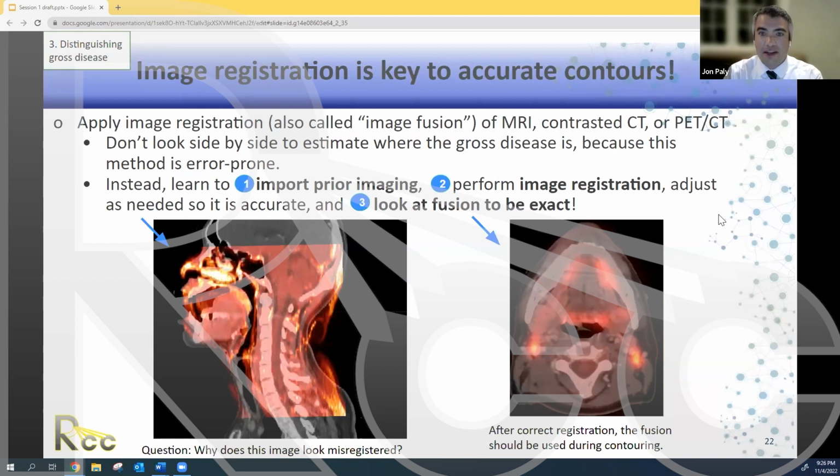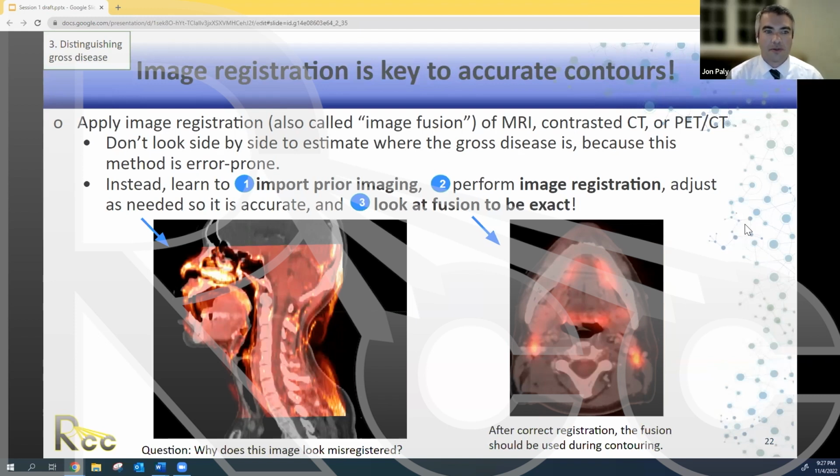So now that we've done our radiation planning scan, it's important to incorporate and look at the prior imaging that we have in order to set ourselves up for the best possible outcome in our contours. And so image registration is really key to these accurate contours. We want to apply an image registration or image fusion of prior diagnostic scans like MRI, contrasted CT, or a PET CT. And we don't want to look at these side by side. We want them overlaid on each other because the former method is somewhat error prone.